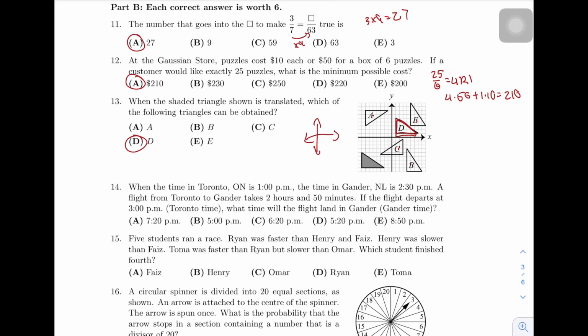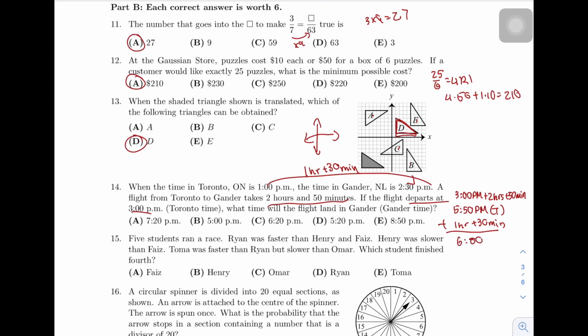So the flight departs at 3 p.m. And if it takes 2 hours and 15 minutes, this would give you 5:15 p.m. in Toronto time. And to transfer this into Gander's time, you see that they have a 1 hour and 30-minute difference. So if you add that 1 hour and 30 minutes, you get 6:45, and that would equal 7:20. Therefore, A is the correct answer.